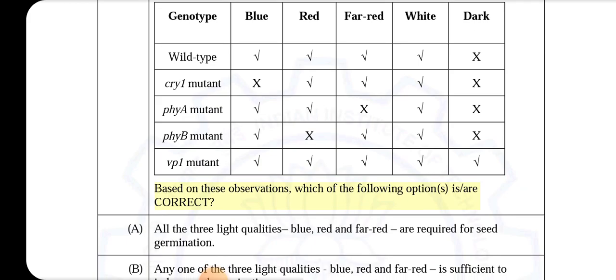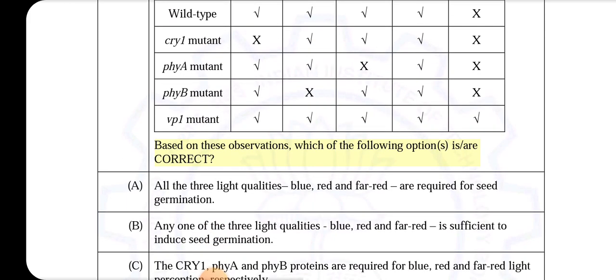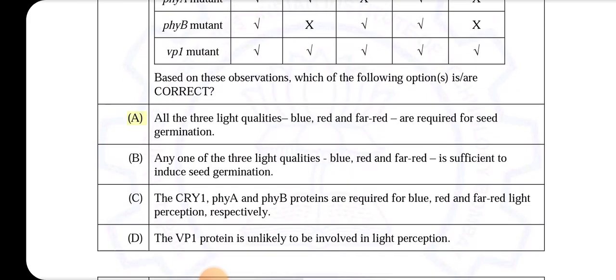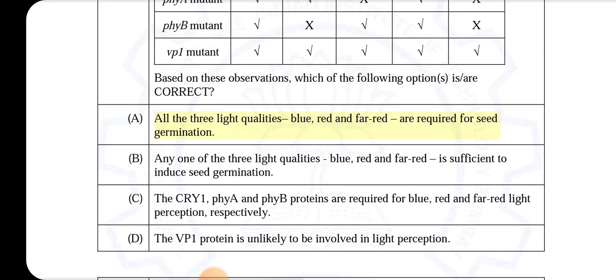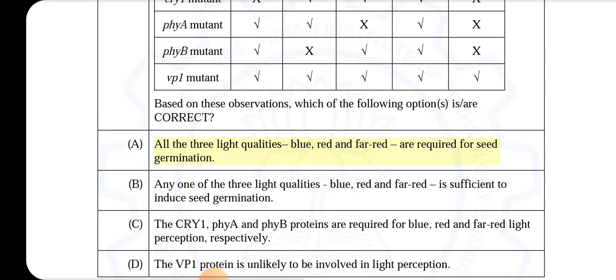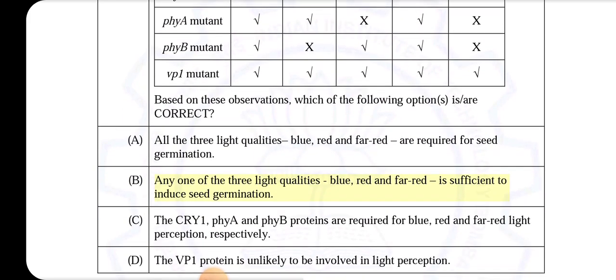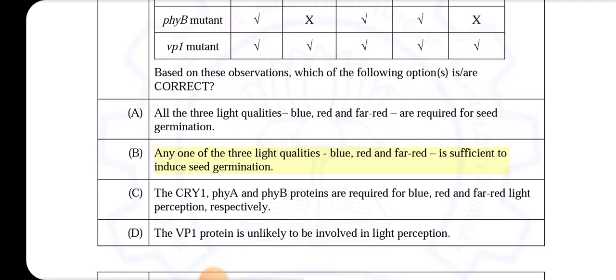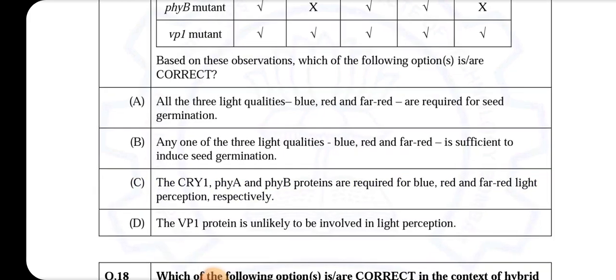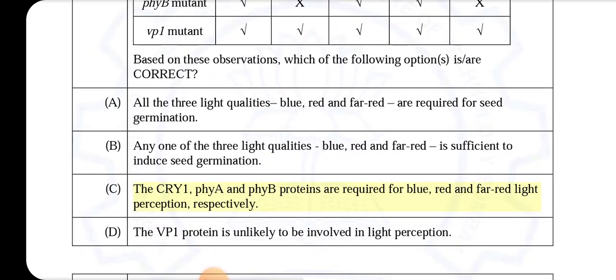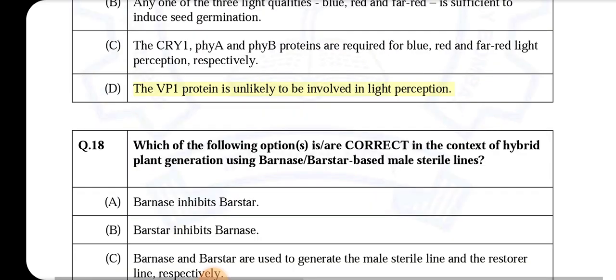Based on these observations, which of the following options is correct? A. All the 3 light qualities, blue, red and far red, are required for seed germination. B. Any one of the 3 light qualities, blue, red and far red, is sufficient to induce seed germination. C. The CRY1, FEAR and PHYB proteins are required for blue, red and far red light perception, respectively. D. The VP1 protein is unlikely to be involved in light perception.